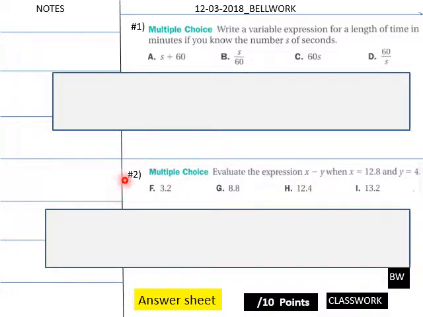So teachers, give your students about 2-3 minutes. They should knock this out. Pause your video.